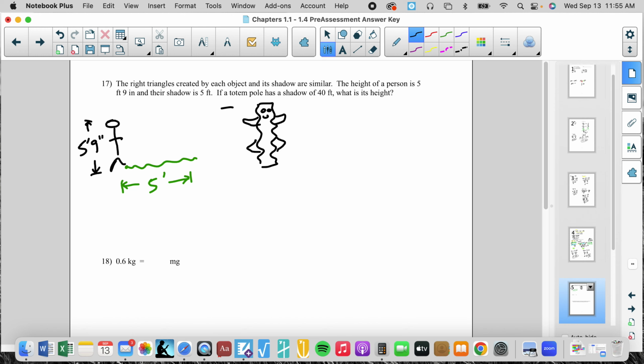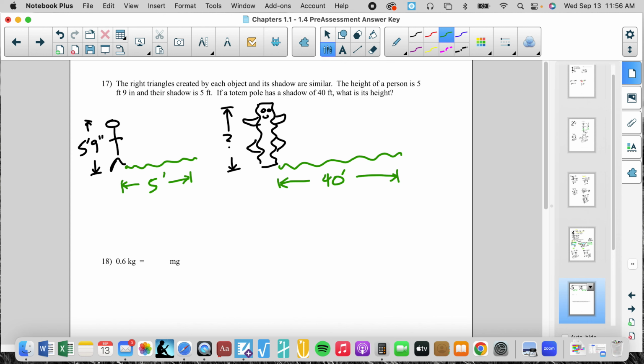So I don't know how tall the totem pole is, but I do know that its shadow is 40 feet. Okay, so we may run out of space here on this problem, but it has a shadow. What is its height? So we want to know.